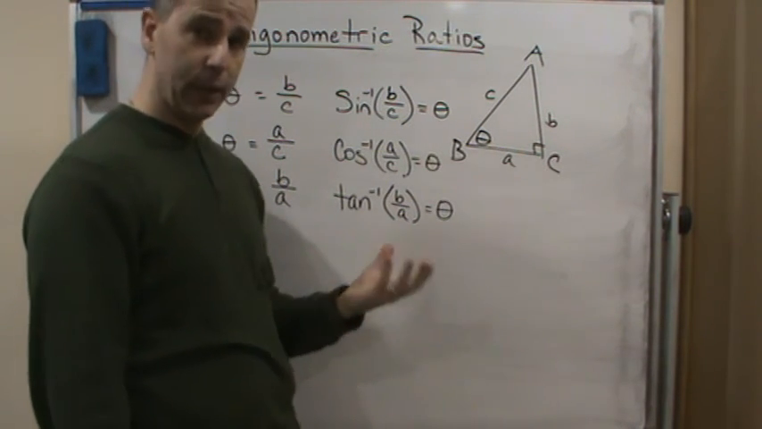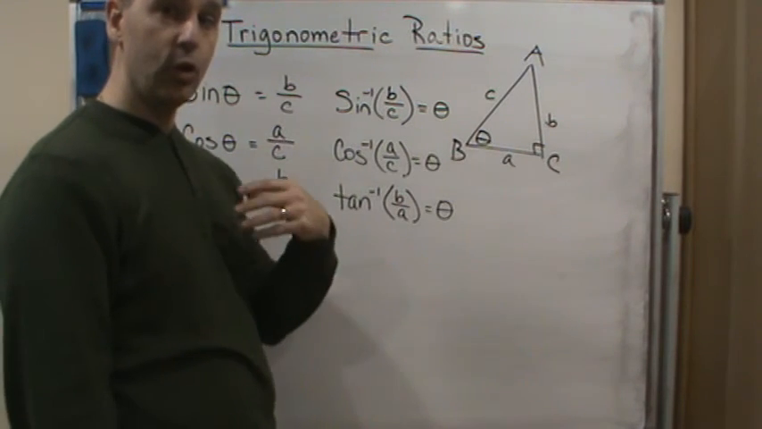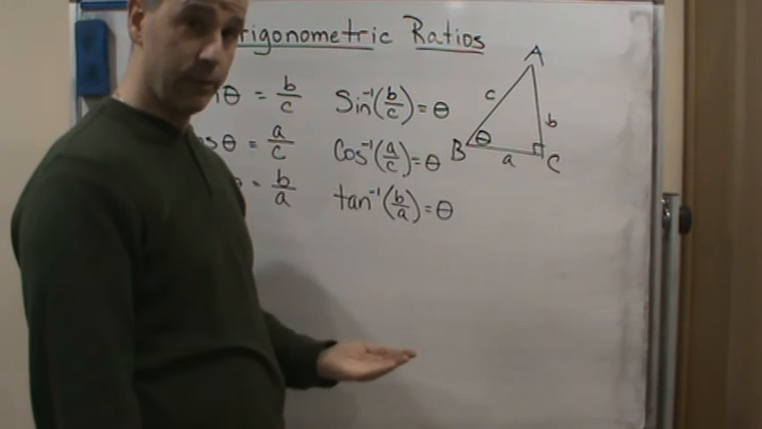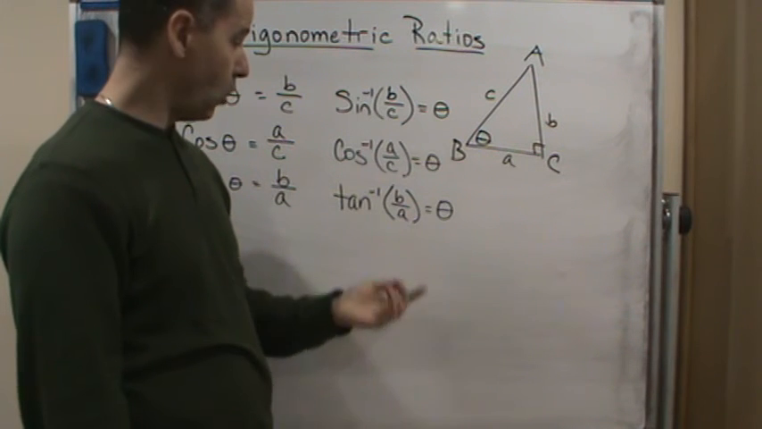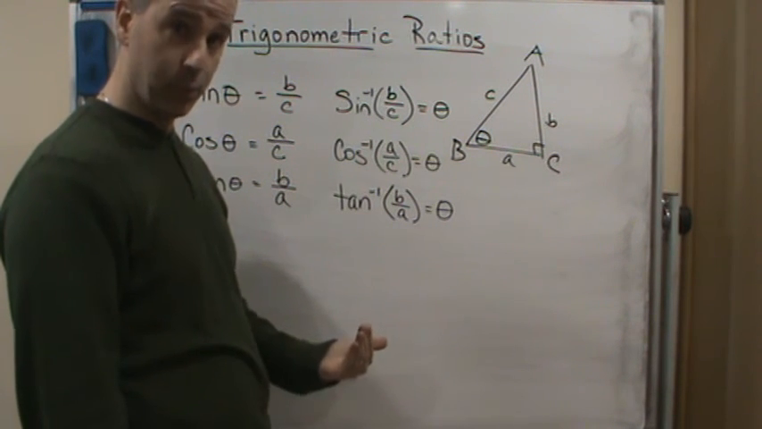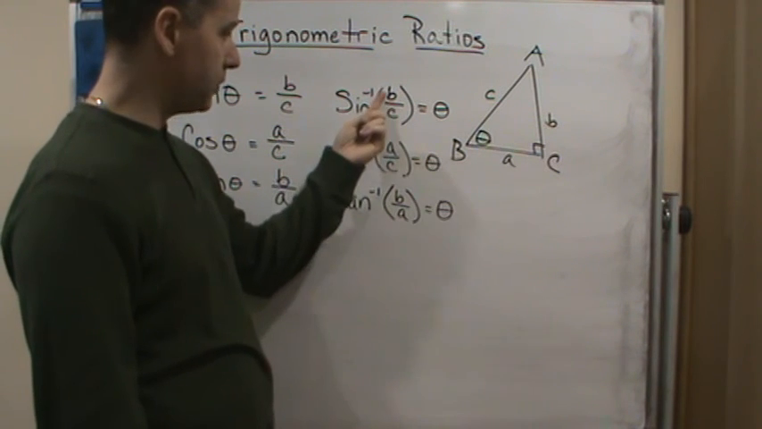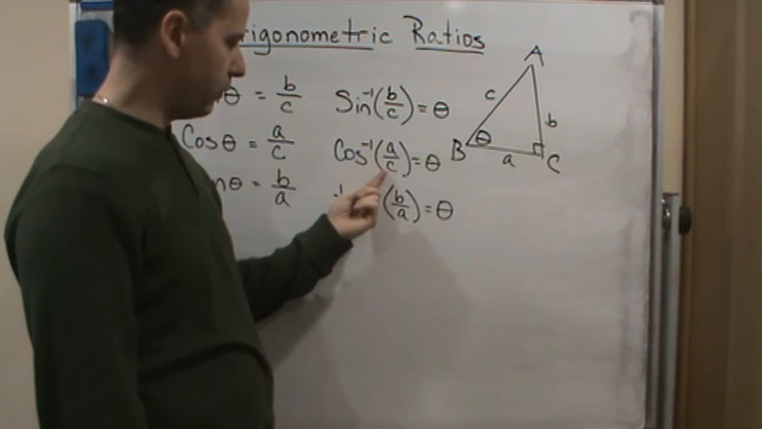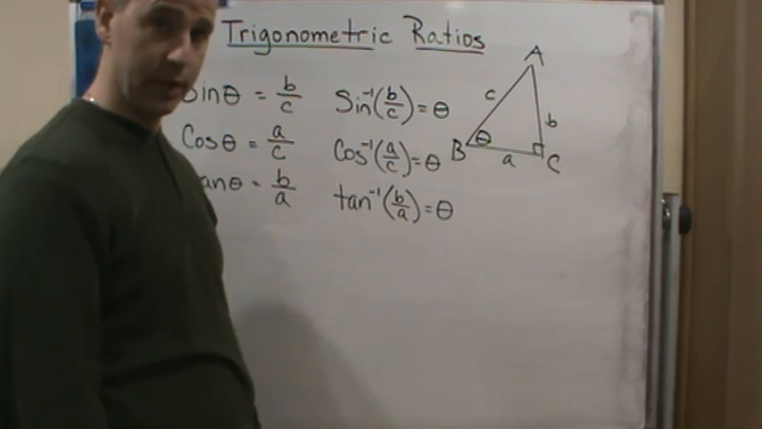So if I'm looking for an angle, then I'm going to use an inverse trigonometric function to find it, as long as I know the ratio of the appropriate sides. Remember, opposite over hypotenuse, adjacent over hypotenuse, and opposite over adjacent.